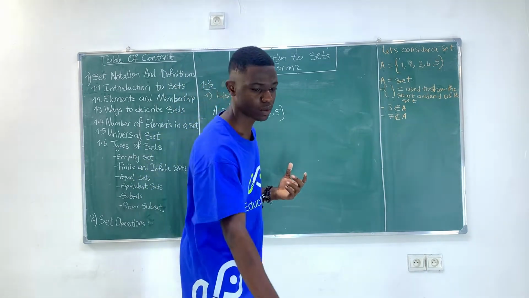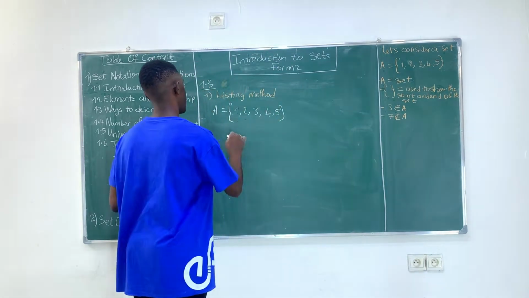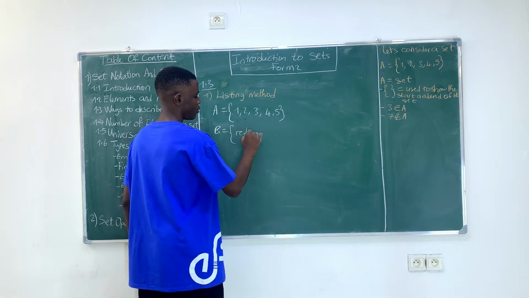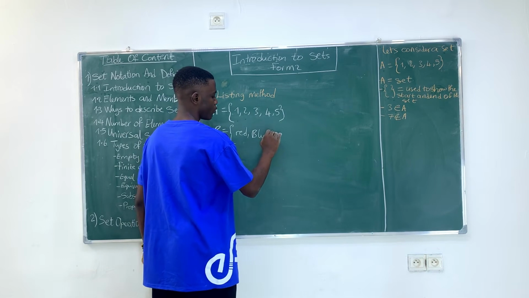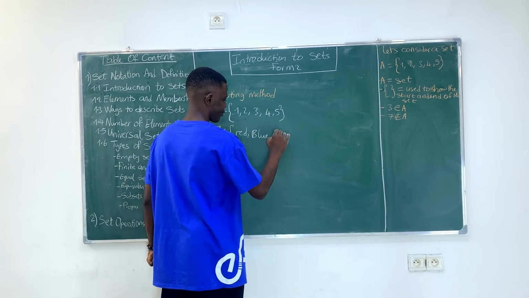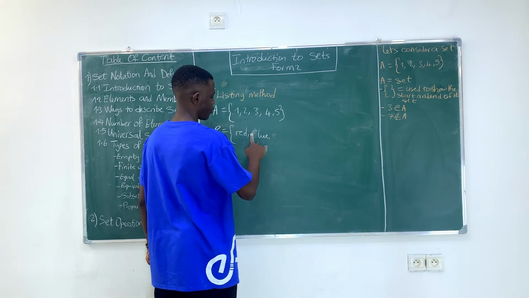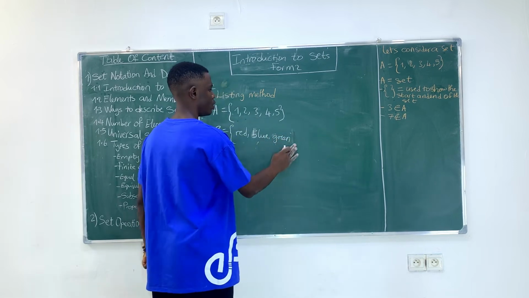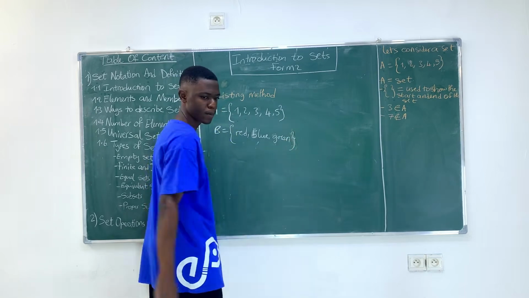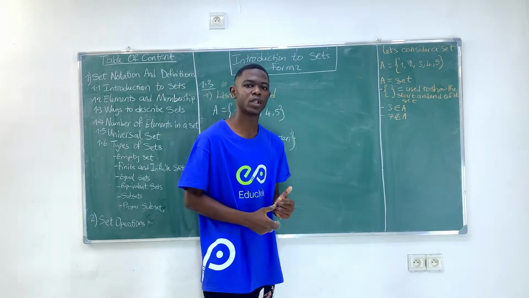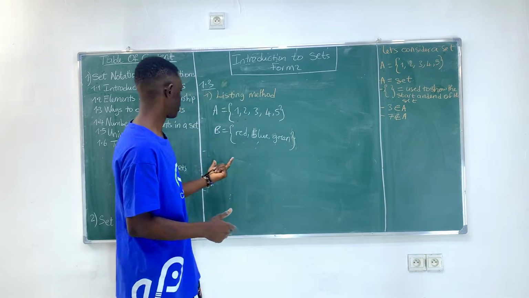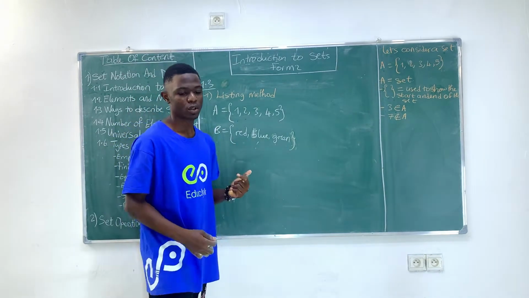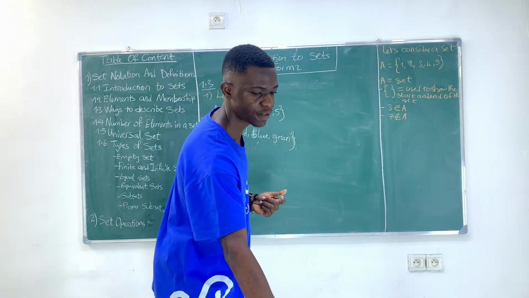So let's take another example. I have a set B equal to red, blue, green. So how do you describe this? The set B contains 3 colors: red, blue, and green. So now let's see how it differs from the other method.